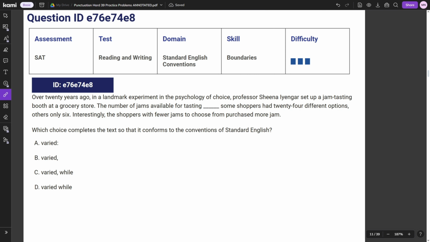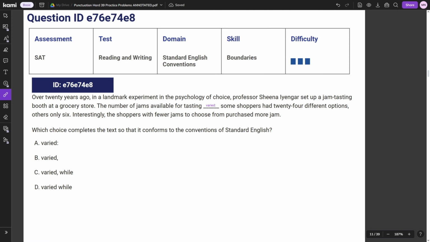Question number 11. Let's look at our answer choices. Unfortunately, there's nothing we can instantly cross off or instantly choose. That means we'll have to be doing a little bit more thinking on this question. The best way to move forward from here is to just plug in every single answer choice and see if it makes sense. Let's go ahead and plug in A. So I went ahead and plugged in A, and now let's see if this sentence would make sense.